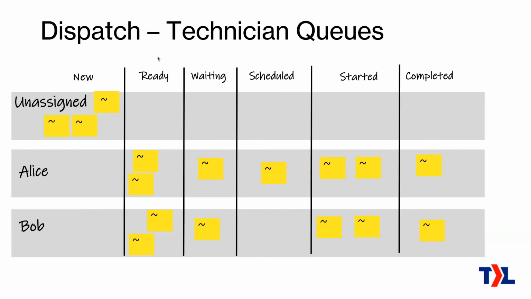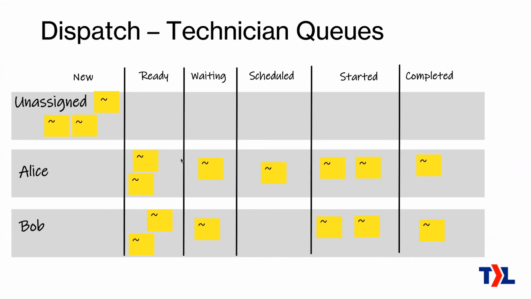If you use the technician queue method, meaning each technician has their own queue of work, then as part of the triage and dispatch process, you drag it out of new and put it in either Alice's or Bob's or the rest of your team's ready column. So you assign it to them by putting it in their swim lane, and then you rank it: first ticket, second ticket.